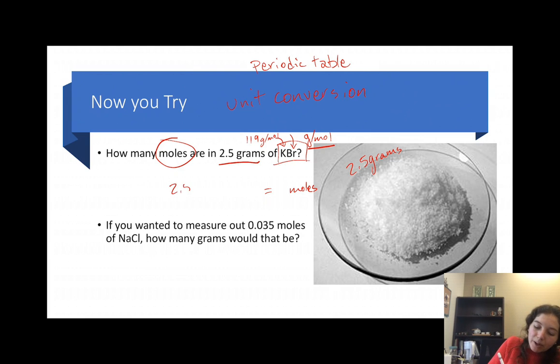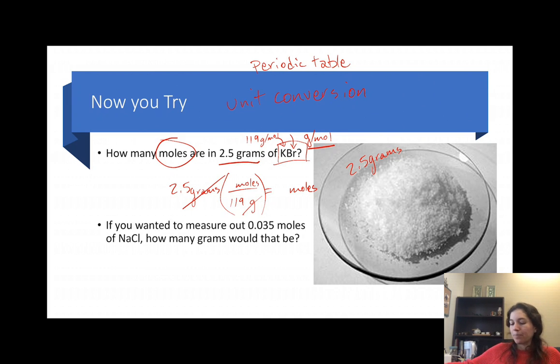So we have 2.5 grams. We want to find out how many moles this is. If we don't want grams in our answer, it needs to go away. So we're going to simply put that on the bottom here. Grams cancels, and we're left with moles. So that tells us that there are 0.021 moles of KBr in this 2.5 gram sample of the salt.